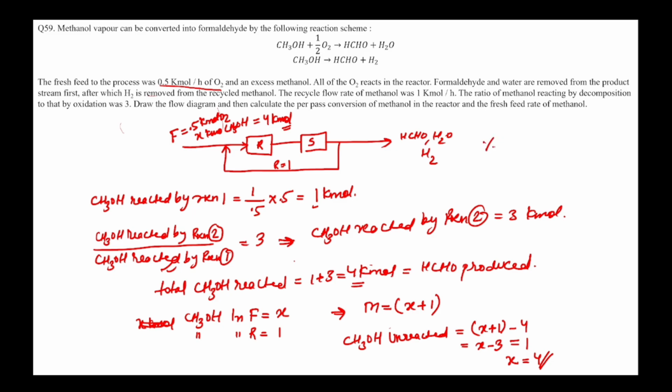So see, per pass conversion is equal to, what is in the feed? 5. How? 4 plus 1. Minus 1 in the output of the reactor, that is the recycle, divided by 5. So it is equal to 4 by 5, 80%. So 80% is the per pass conversion, and the fresh feed rate of methanol is 4. If you have any kind of doubt, just comment it below. I'll try to reply as soon as possible.